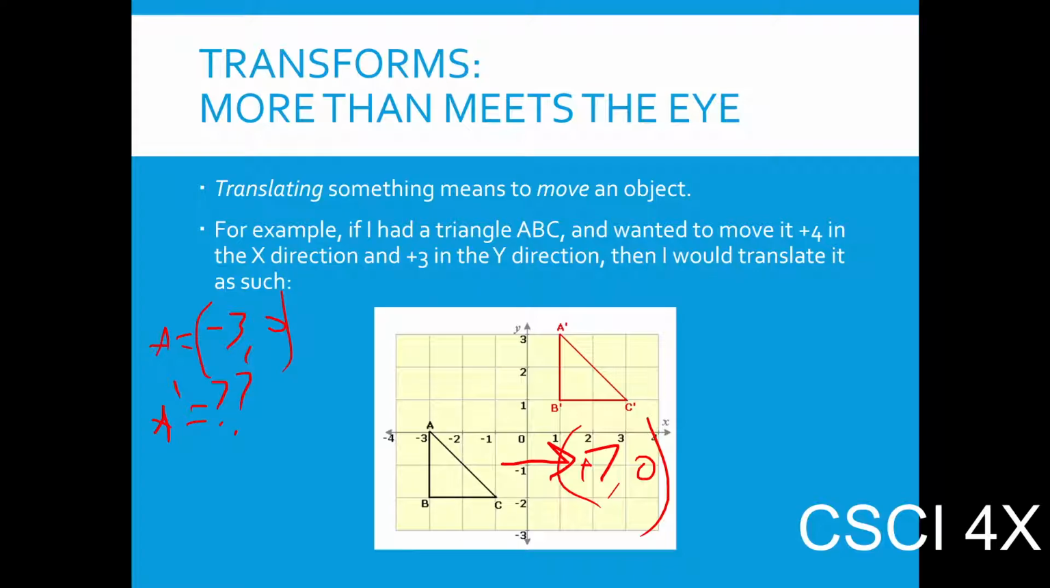-3 + 7 is 4. So A would move from here to here. Okay. What about B? B is at -3, -2. What is B going to be after we move it? Question mark. So we're translating B 7 units to the right.